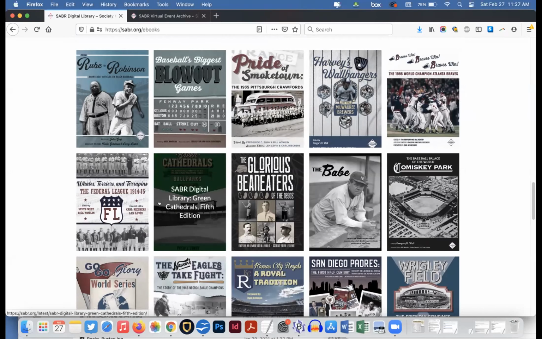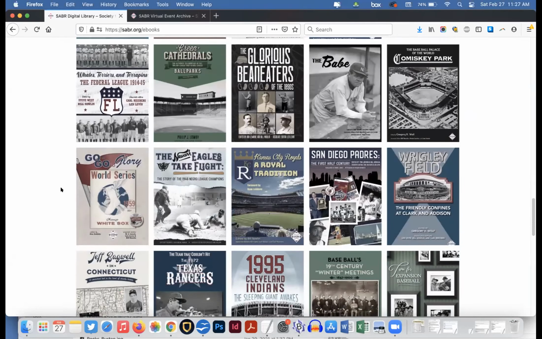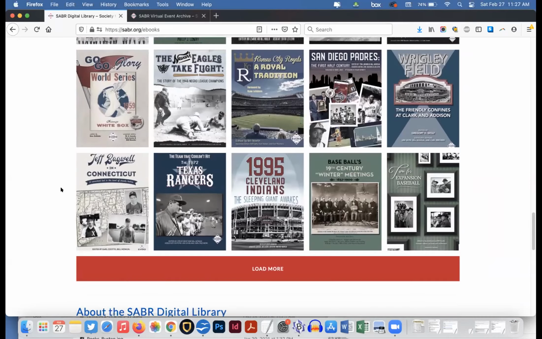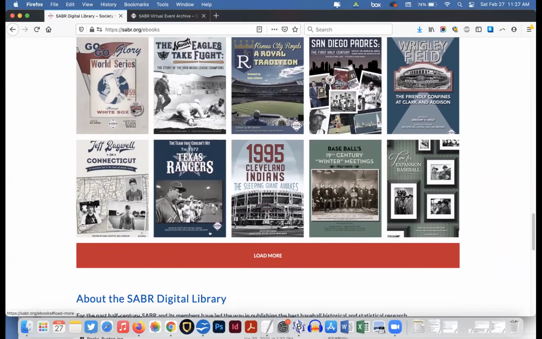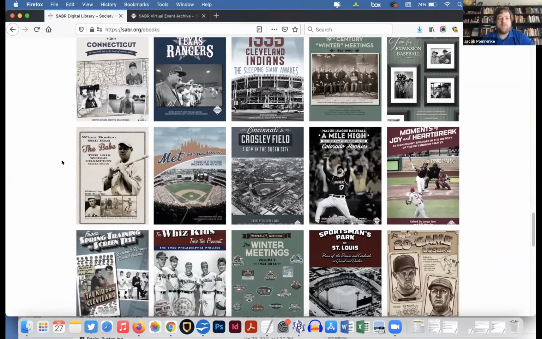We've got a book called Green Cathedrals, a classic baseball book. This is the 5th edition of this book, all about ballparks that have hosted Major League or Negro Leagues games. That was published earlier last year. So you name it, there's probably something in the digital library that you'll find of interest. You can download all these ebooks for free or get the paperbacks for a significant discount. So this is another cool way to explore what Saber is working on.